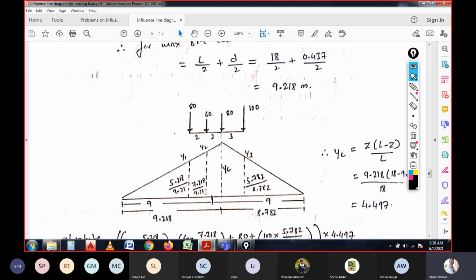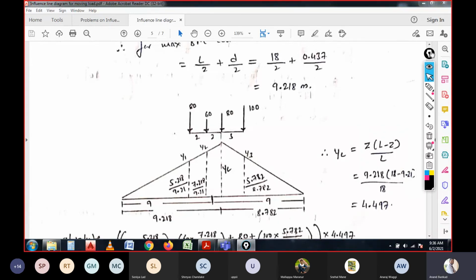So here 9.218 is the distance what we have got. From that point we need to place this load, because the center is here, but somewhere it is lying more than the center point. Then to get the center of all loads for the span of 18 meter. Once we place here, then the remaining distance in 18 meter will be 18 minus 9.218, which gives 8.782 meters.